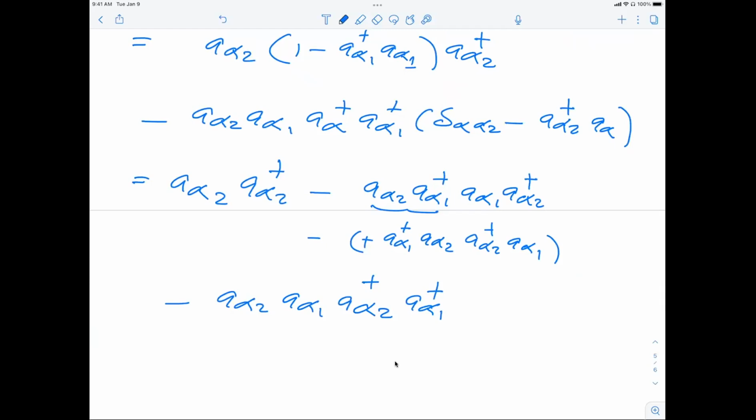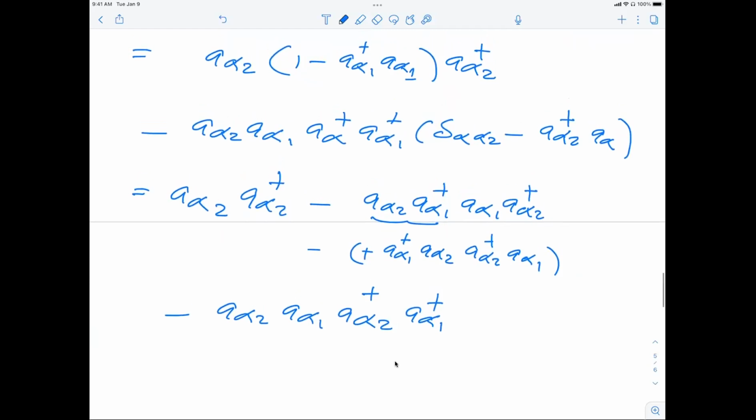What was the last step? Say it again? What was the last step? I didn't follow the last step. No, the last term, this one, is 0, because this is acting on the vacuum state. Just the last step, what did you do? So the last step, I actually took this term here, and I used that alpha is equal to alpha 2, okay? So I just put in alpha 2 in here.